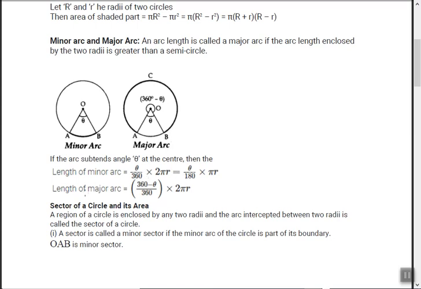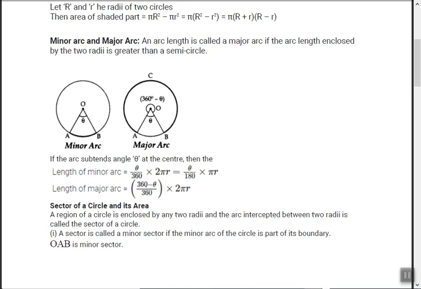Now length of the major arc is what then? Major arc means this bigger part. So what is this angle? 360 minus theta, right? So what will be the length of the arc then? Here for 360 degrees it is 2 pi r. So for 360 minus theta, it will be straight direct proportion, 360 minus theta into 2 pi r upon 360, right?